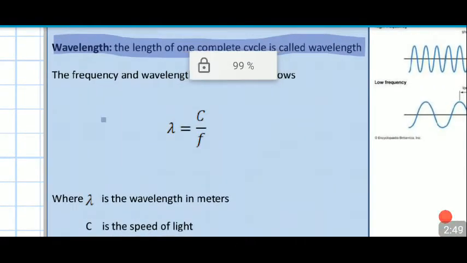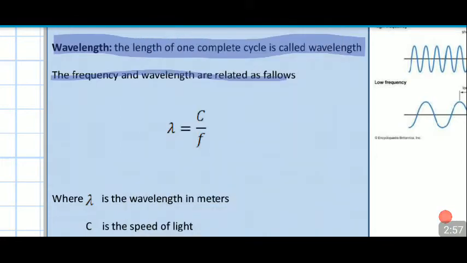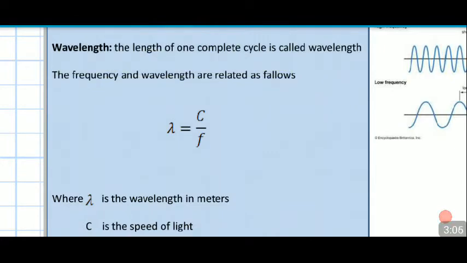What is the important thing? The relationship between frequency and wavelength. The frequency and wavelength are related as follows. What do you mean by lambda? Lambda is the wavelength. What do you mean by c? c is the speed of light. What do you mean by f? f is the frequency.